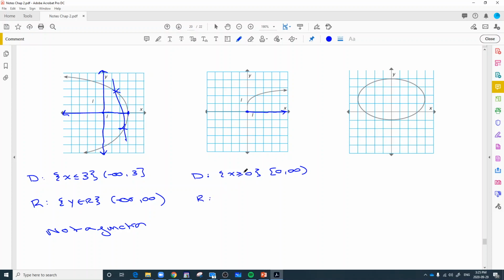And then the range, I'm looking at where it starts on the y-axis. It starts here at 1, and then it keeps going up. Anytime you see the arrow, just assume it keeps going. So it would be the set of y such that y is greater than or equal to 1, or square bracket 1 to infinity. Is this a function? Well, it passes the vertical line test everywhere I can check. So yes, this is a function.